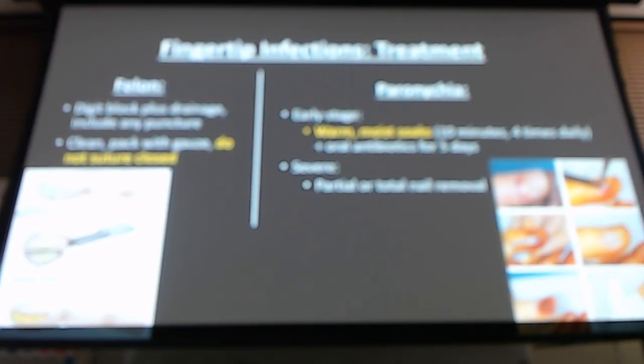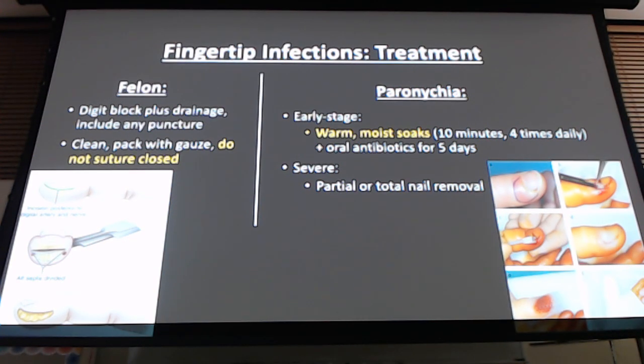So with the felon, that's that pulp, that's that space there. You're going to numb them up, so you're going to do a digital block plus drainage to include the puncture itself. If there's a poke hole away from where you put your incision, you're still going to try to at least explore that poke hole, make sure there's nothing in there. That's what they're getting at.